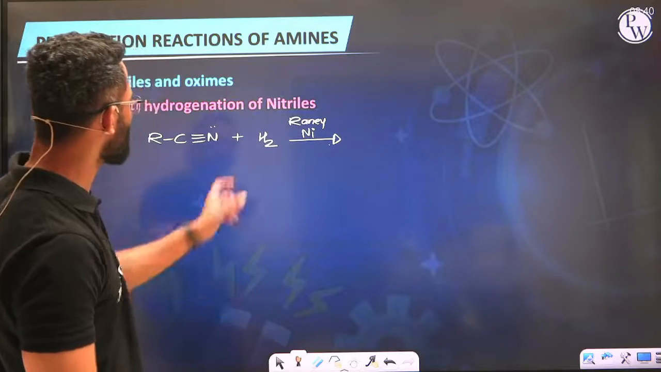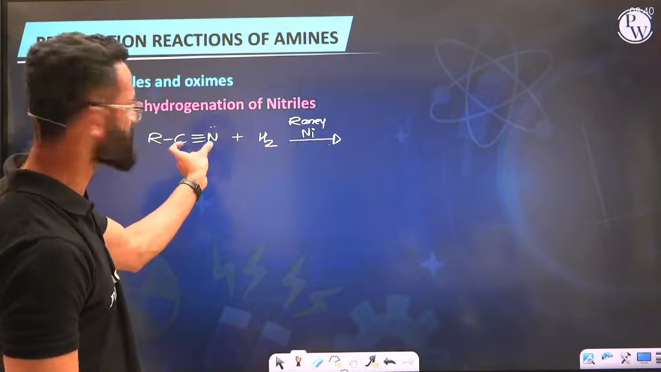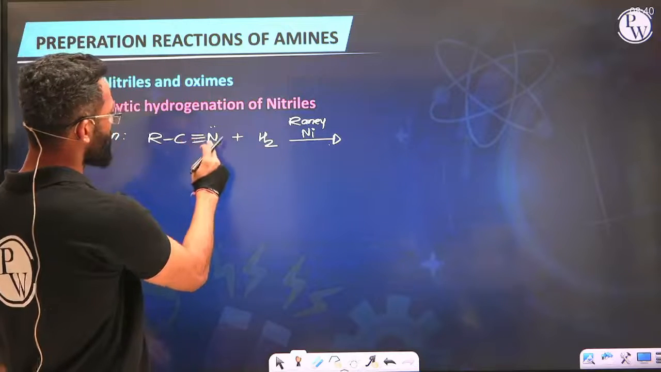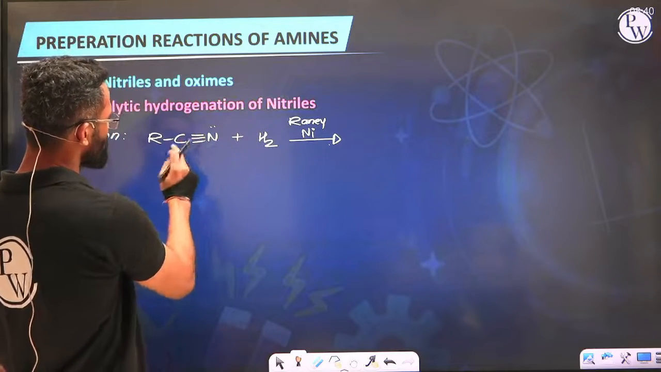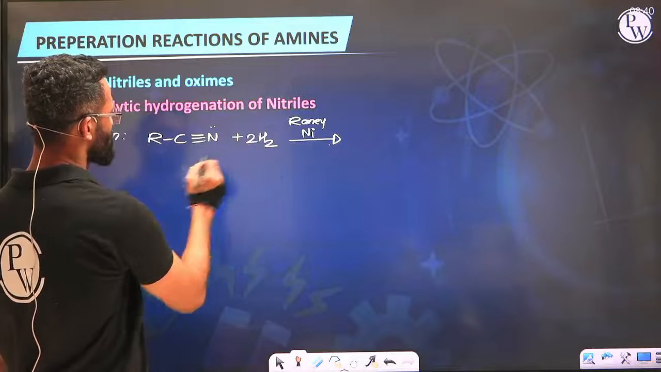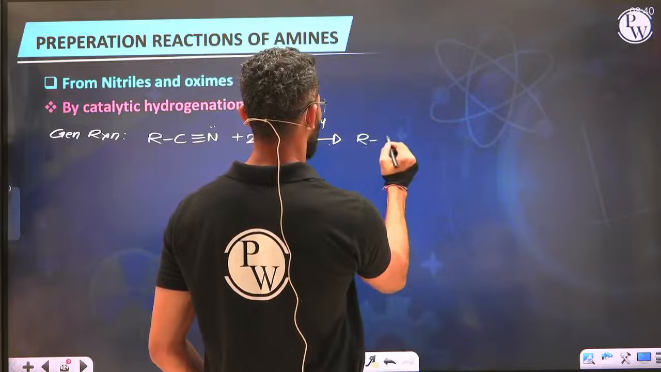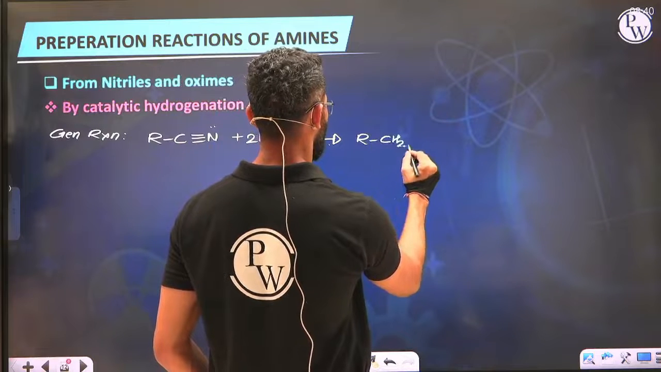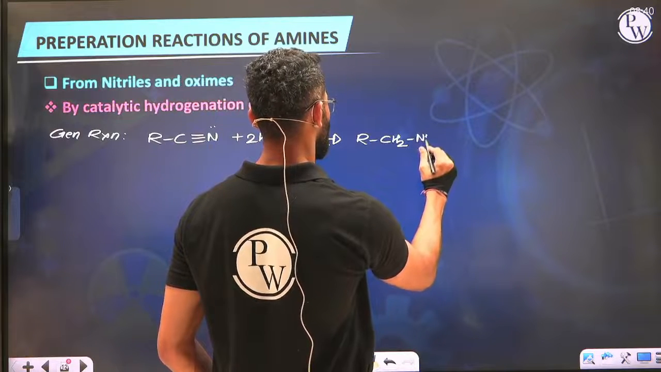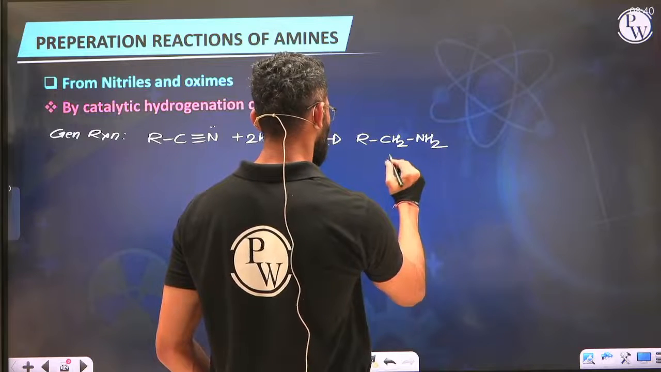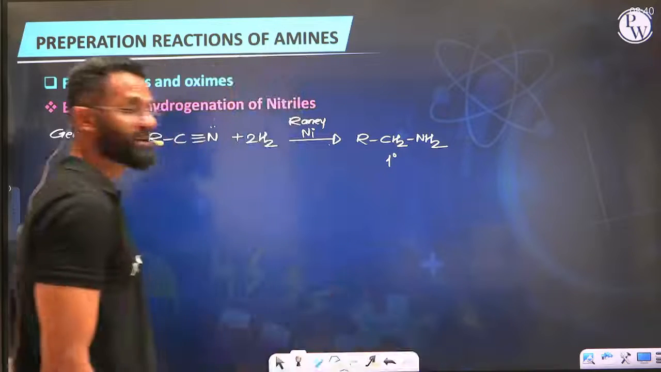So you can see here H2 will be added across the carbon-nitrogen triple bond to give you CH double bond NH. Add one more H2, so a total of 2 equivalents of H2 will give you CH2 single bond NH2. That's how this will be converted to R CH2 NH2, which is what you call a primary amine.